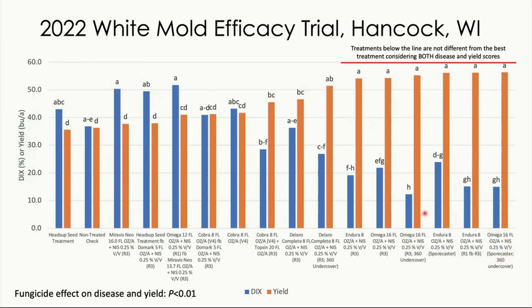And you can see where the two cases where we had Sporecaster, we really maximized the control. And I will say that these were applied around the same time as the R3 applications. So these were fairly late timings. Makes sense. That's when we had good canopy closure, when the weather was most conducive. And you can see we really maximize yield here in terms of bushels per acre.